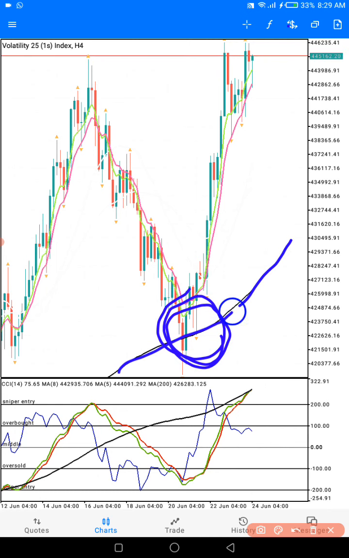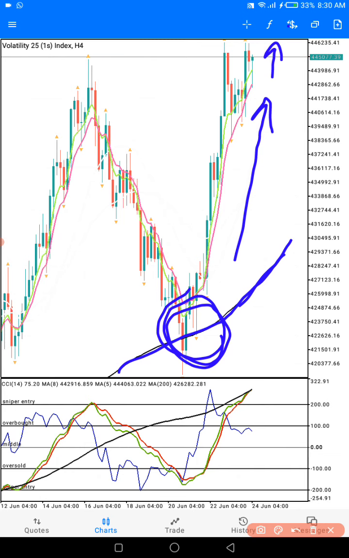That is where we are getting this movement, and it's still going to go further. For those of us trading Volatility 25 (1s), watch out for the buying signal. It's going to buy all the way. So watch out for that.